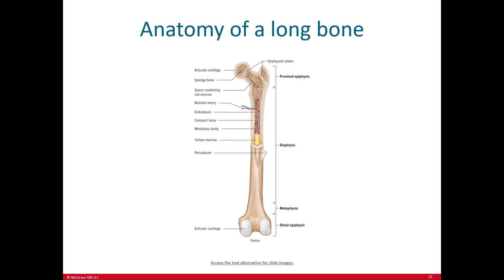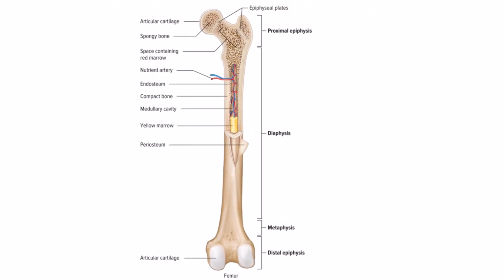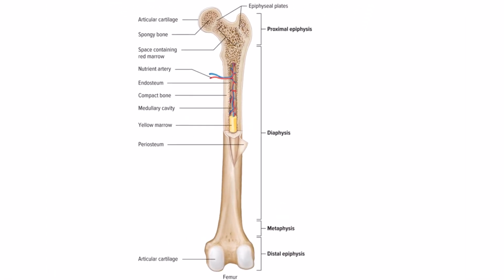Let's look at the anatomy of a long bone. So the anatomy of a long bone shows 11 individual labels from top as follows. We have the articular cartilage, the epiphyseal plate, spongy bone, space containing red bone marrow, nutrient artery, endosteum, compact bone, medullary cavity, yellow marrow, periosteum, and articular cartilage at the base. The combined labels for the 4 major sections from the top are proximal epiphysis, diaphysis, metaphysis, and the distal epiphysis.